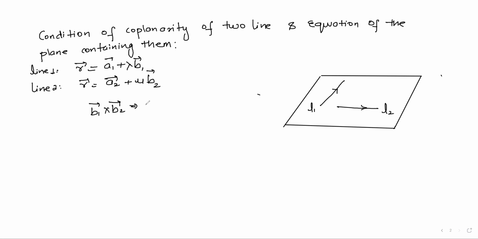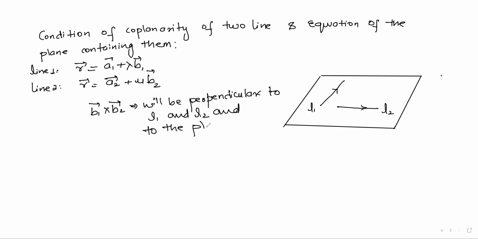b1 cross product b2 will be perpendicular to L1 and L2 and to the plane also. Now, this point a1 lies in this plane. Suppose this is a1. We need to find the equation of the plane. So how can we find the equation of the plane? We have a point and this normal vector.